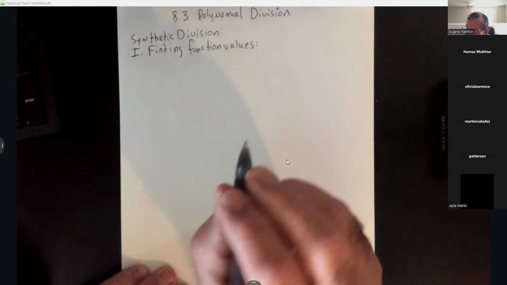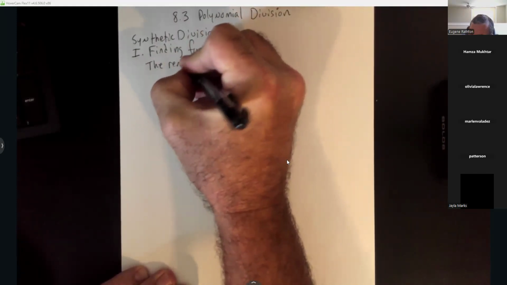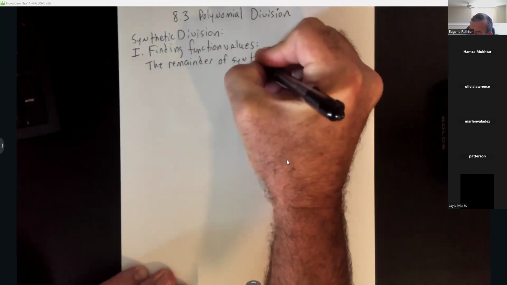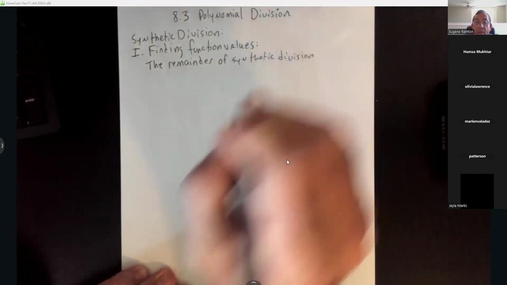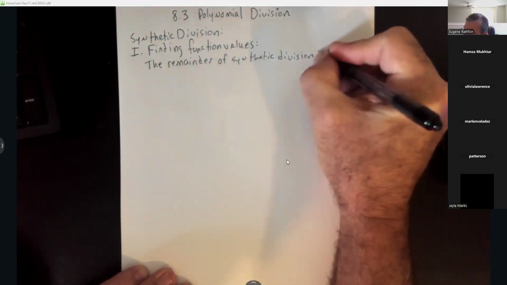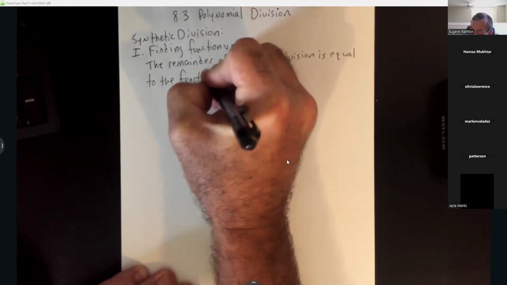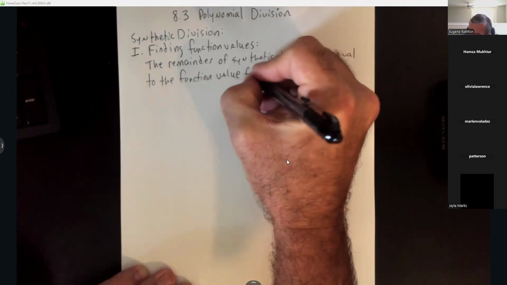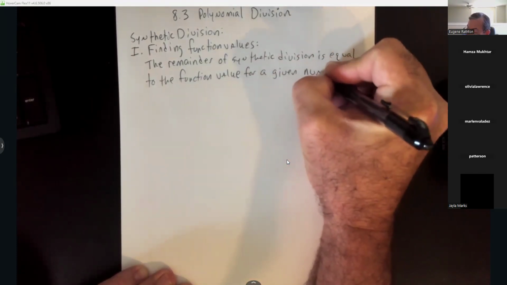We got what we call a remainder theorem. It says that the remainder of synthetic division is equal to the function value for a certain number, or for a given number.